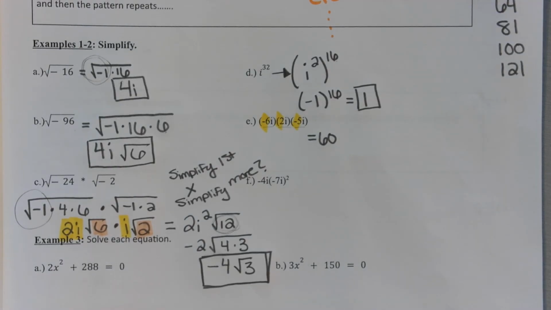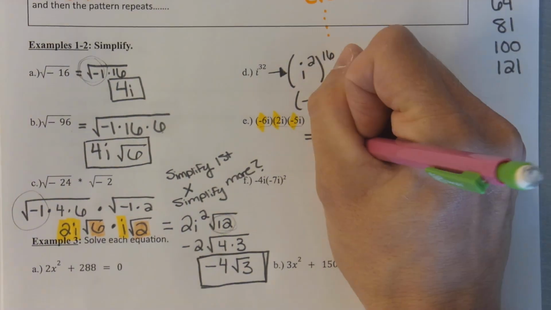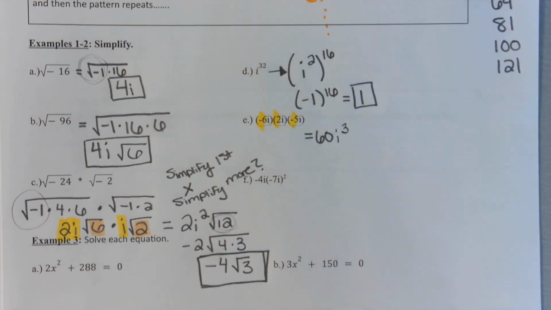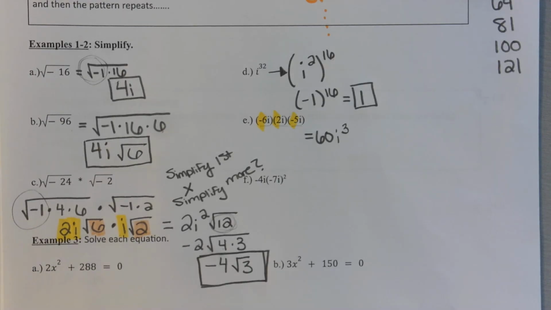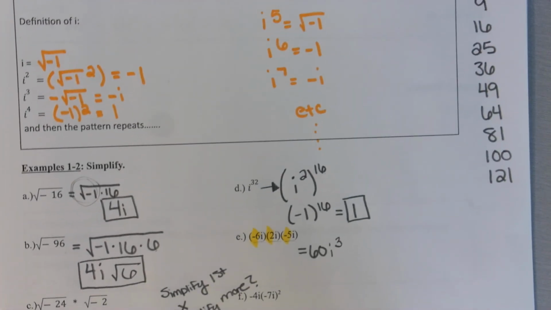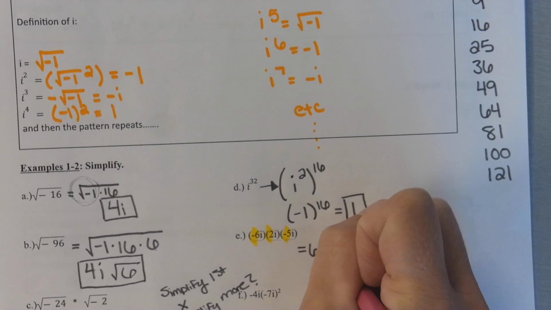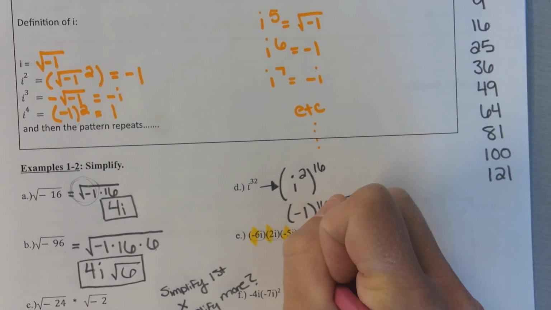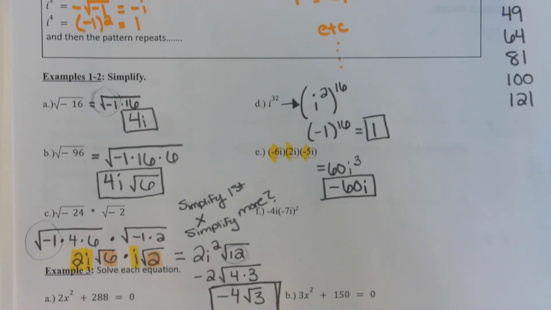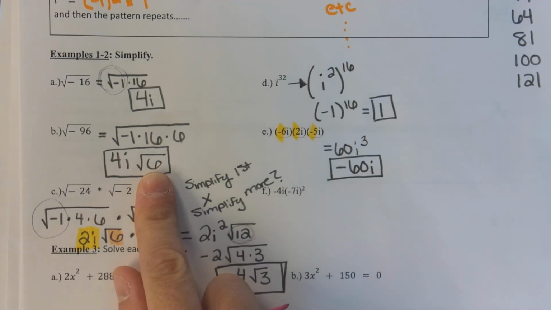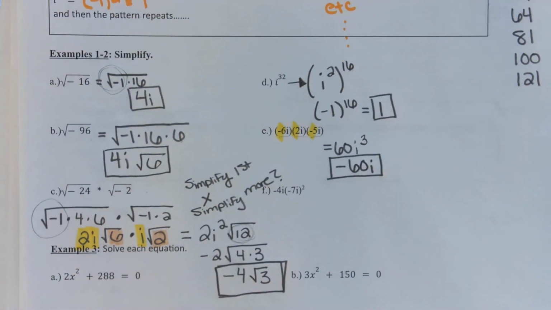So -6 times 2 is -12. -12 times -5 is going to be a positive 60. And then how many i's do I have? 3. So i cubed. Now, i cubed was the same as what? -i. So I'm going to change this to -60i. Just like we want what's under the square root to be the smallest number possible, we want the exponent with our i to be the smallest number possible.